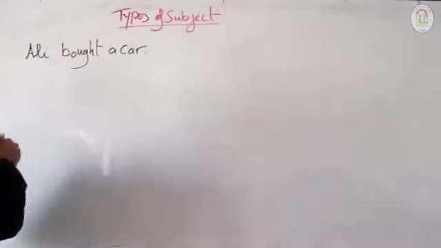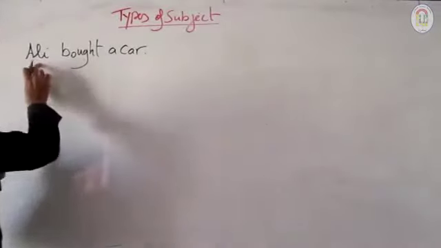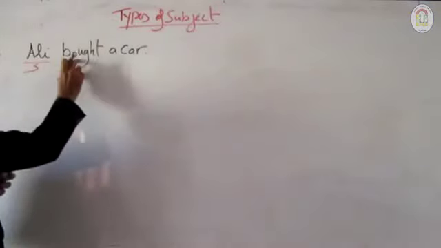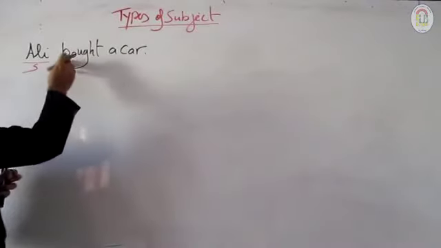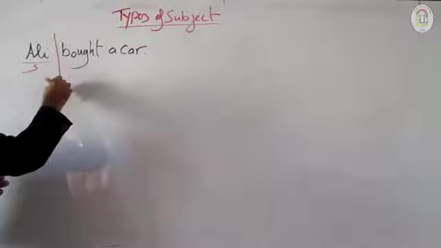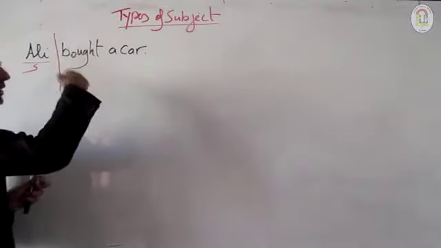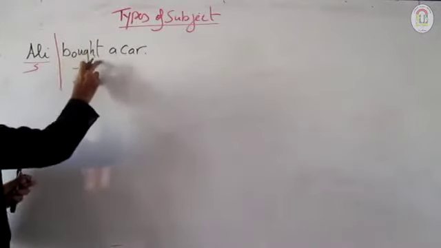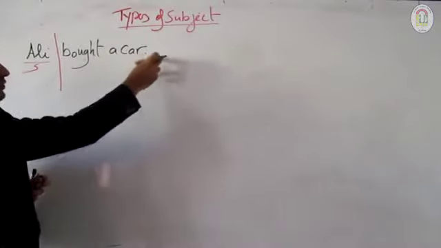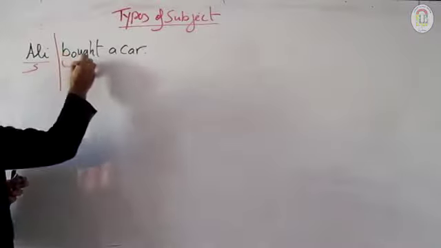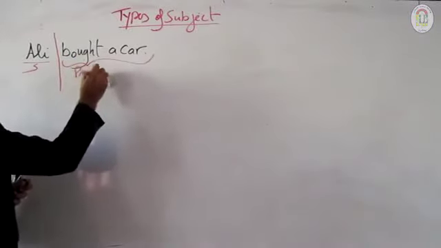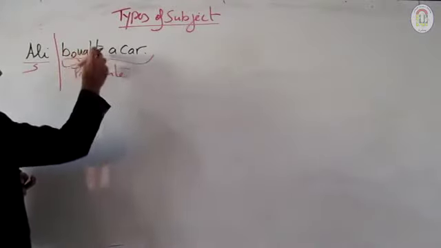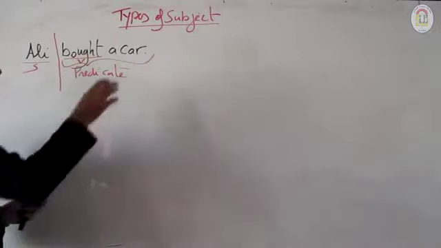So here I have this sentence, which consists of Ali as a subject, and bought a car is the second part of my sentence. This second part, which usually starts from the verb or consists of the verb plus the other elements which are related to the verb, is called the predicate. Predicate is what? The verb plus the other elements which are related to the verb.